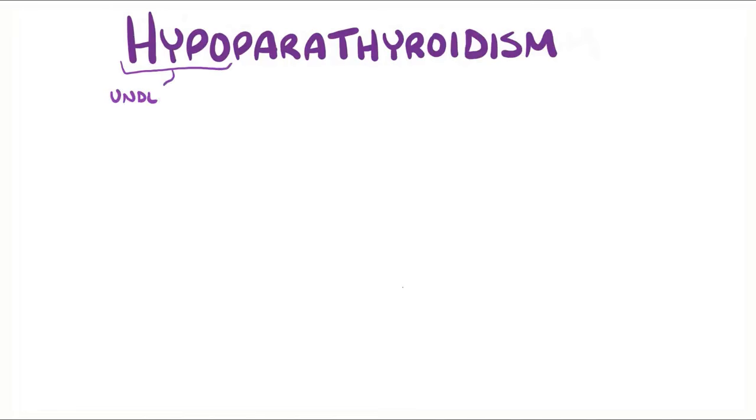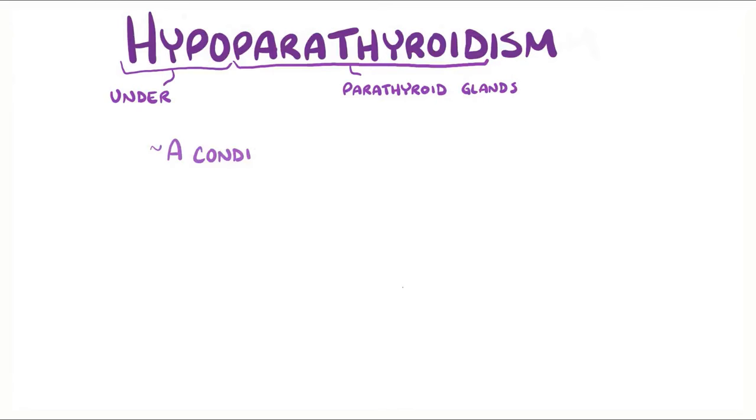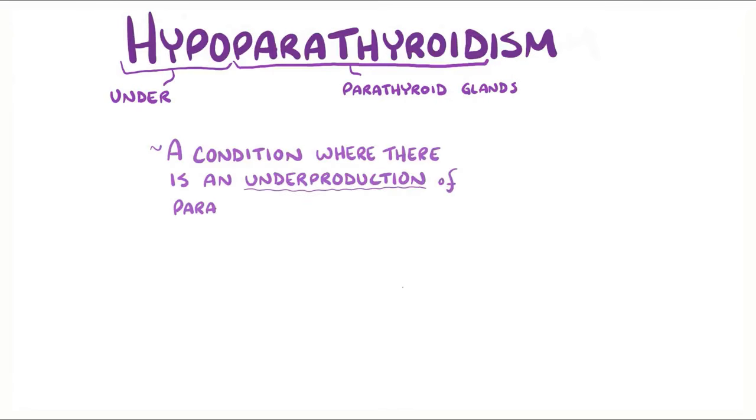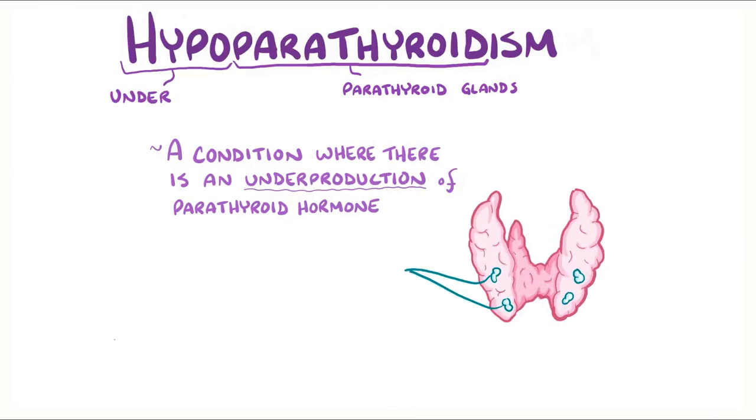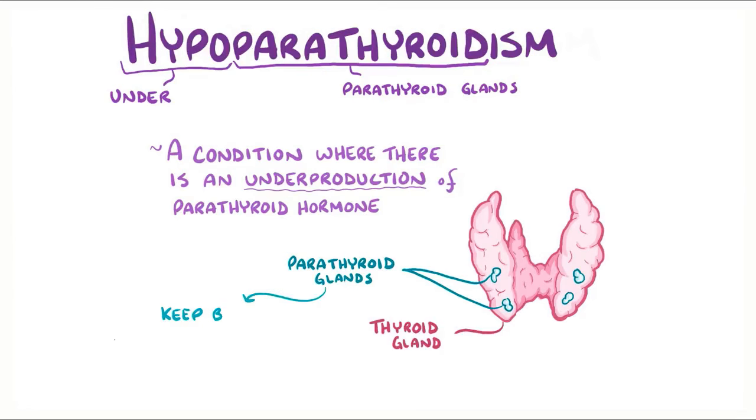With hypoparathyroidism, hypo refers to under, and parathyroid refers to the parathyroid glands. So hypoparathyroidism is a condition where there's an underproduction of parathyroid hormone. Parathyroid hormone comes from the parathyroid glands, which are buried within the thyroid gland, and their main job is to keep blood calcium levels stable.